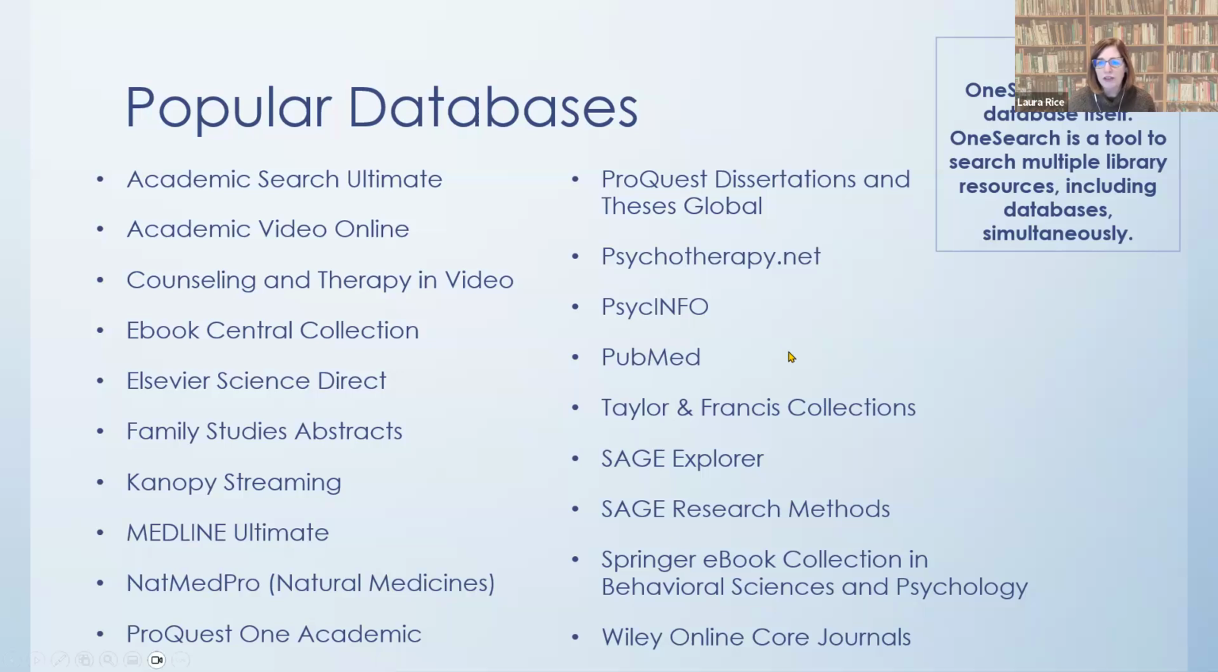So sometimes it's good to use an interdisciplinary database like Academic Search Ultimate. Another popular one, I mentioned it yesterday in the new student orientation, is ProQuest Dissertations and Theses Global. Dissertations are a great way to keep up on things. NatMed Pro, it's listed in our listing as Natural Medicines. It's great even if you have an interest in health. I use it for myself. Sometimes I want to read about supplements or different brands.